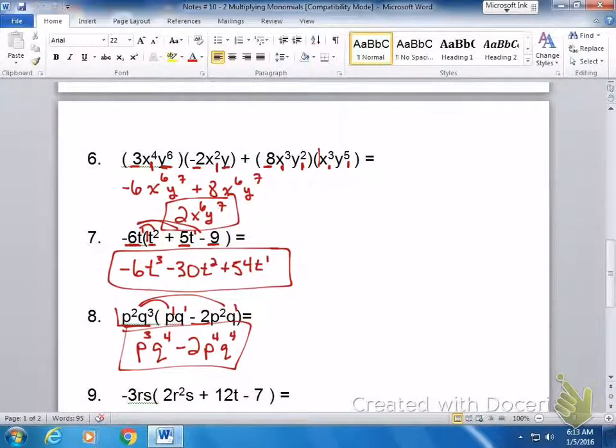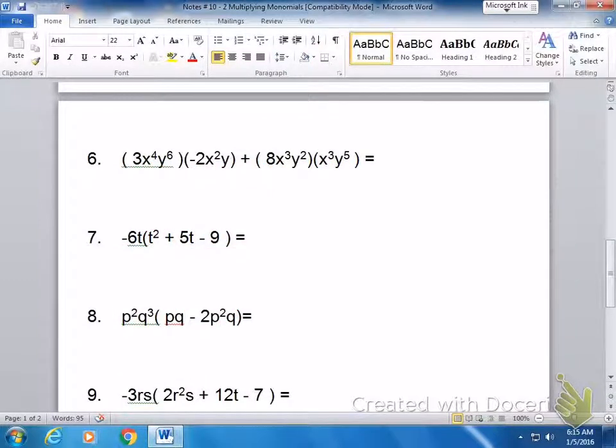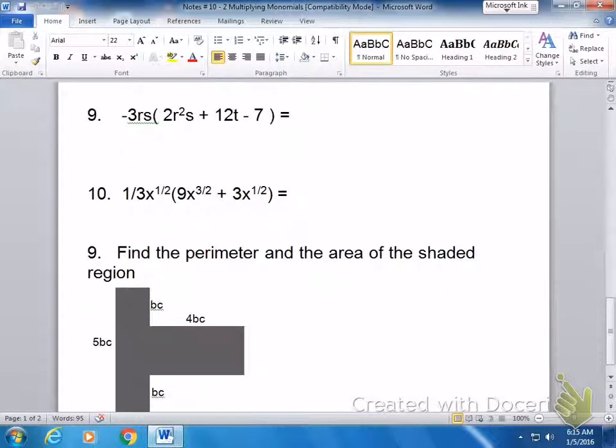All right, let's go on to number 9. We're almost done. Number 9 is another distribution problem, so just take it in 3 steps and it shouldn't be so bad. The first one, I have negative 3 times 2 gives me negative 6. I have r to the 1st times r squared is r to the 3rd. S to the 1st times s to the 1st is s squared. So there's our first one.